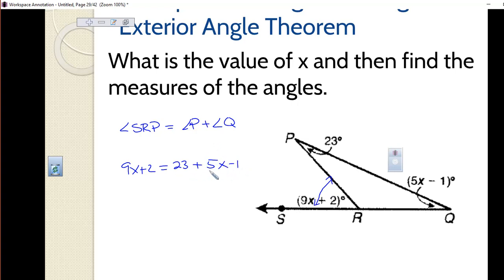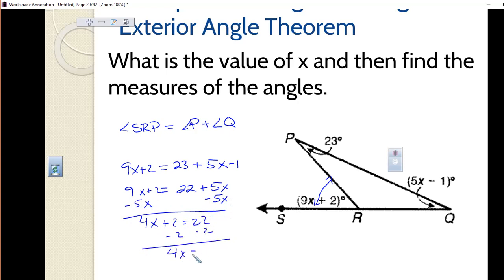So now we're going to simplify everything on the right, combine like terms. So 22 plus 5x equals 9x plus 2. We're going to subtract our 5x. 4x plus 2 equals 22. Subtract 2. 4x is equal to 20. Divide by 4. And x is equal to 5.